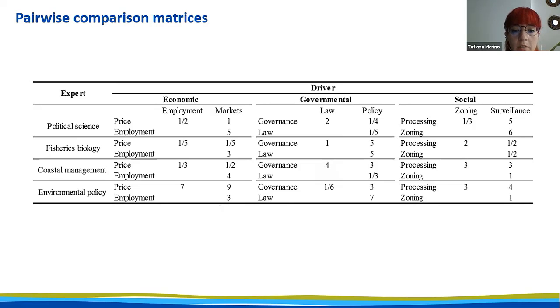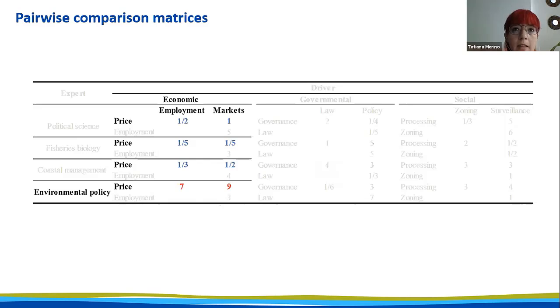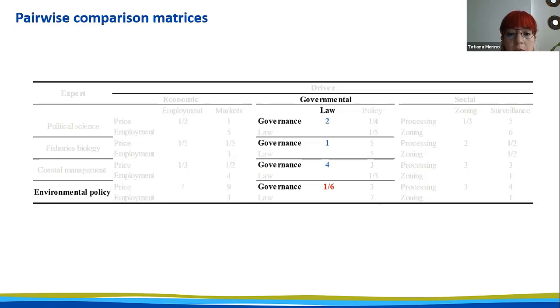In the rows, we have the pairwise comparisons of each expert, and in the columns, we have the criteria. Here our problem arose, because we noticed that the differences between the judgments of each expert were highly significant. For example, the environmental policy expert judged price as extremely more important than markets and employment. So this differs significantly from the other experts.